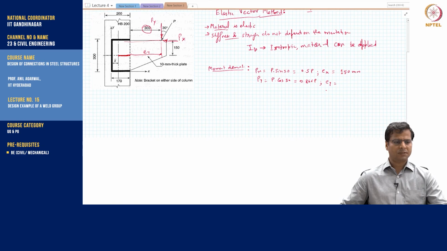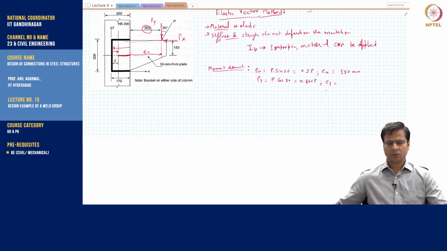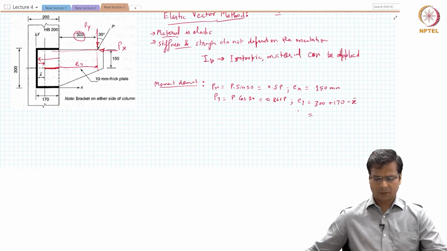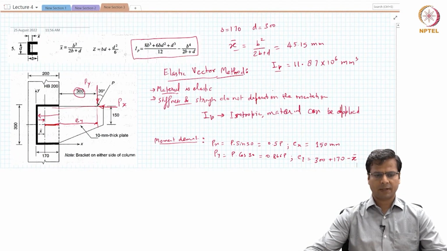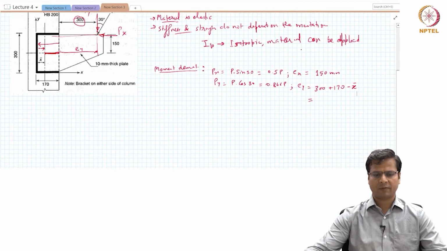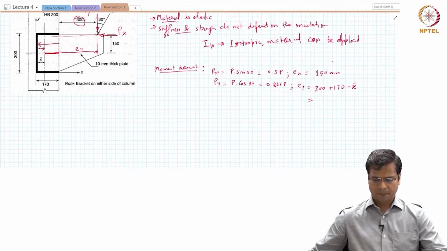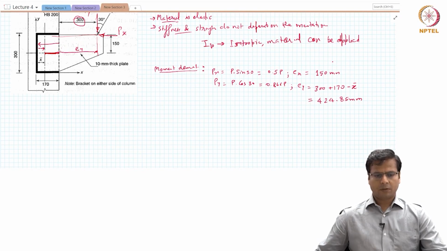And how much is it? This distance is basically equal to 170 minus x bar. So we will call it 300 plus 170 minus x bar, which turns out to be, and we had calculated the x bar value, right? X bar was calculated as 45.15. So we substitute that here and what we get is 424.85 millimeters as the Ey value. Okay. Now, all this calculation is being done to calculate the moment demand.